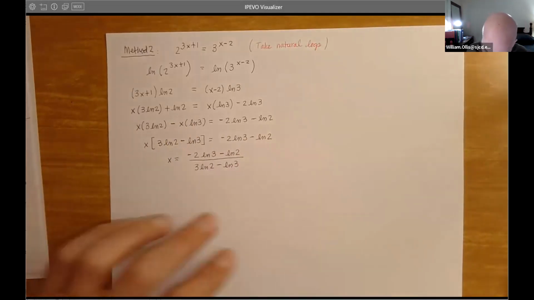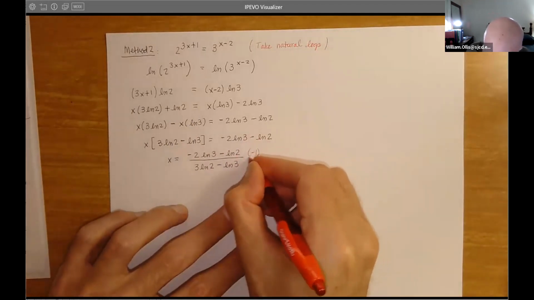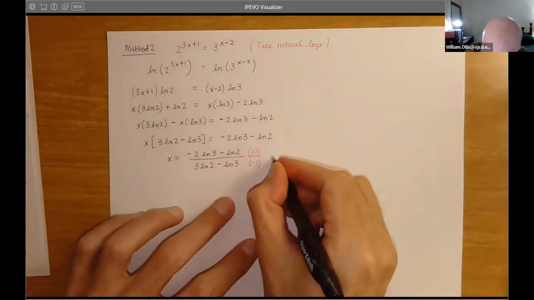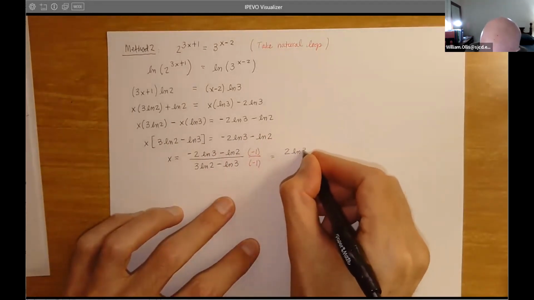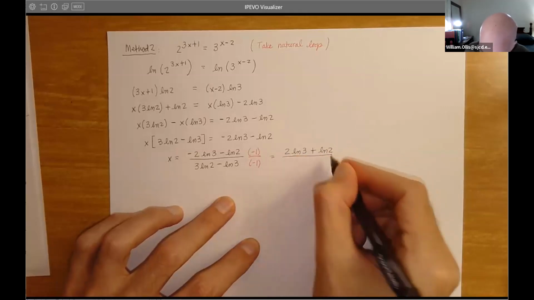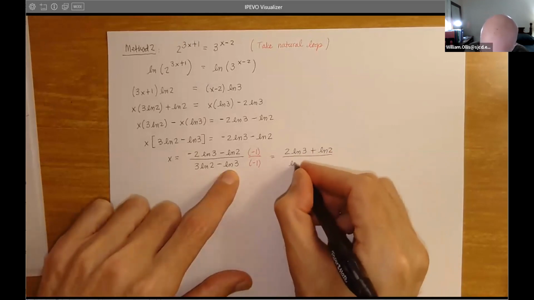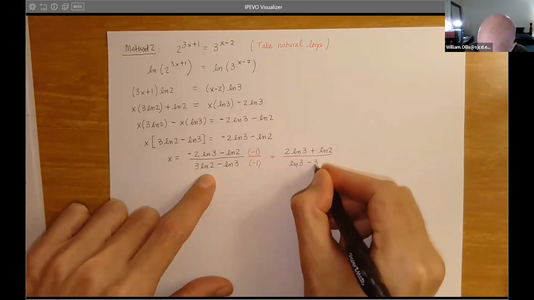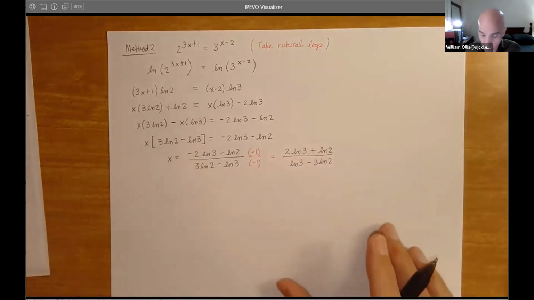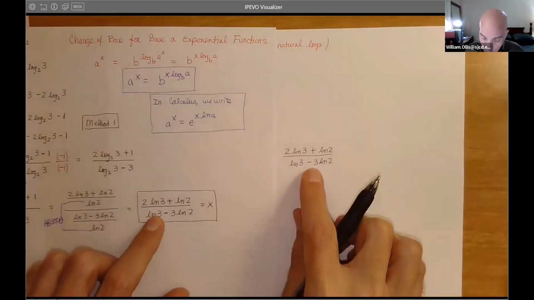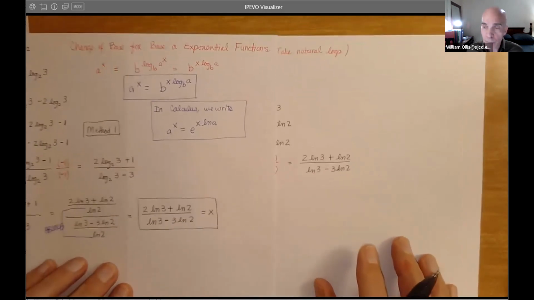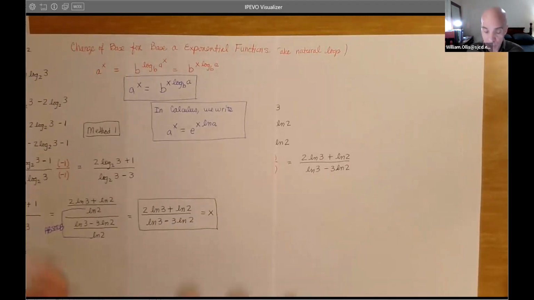Now, of course, just like we did before, let's go ahead and get rid of the negatives, multiply and divide by the same number, rewrite it, we don't change it. So we get 2 ln 3 plus ln 2. And then, of course, the negative here, we'll just flip this around, ln 3 minus 3 ln 2. So now when we look here, we have (2 ln 3 plus ln 2) over (ln 3 minus 3 ln 2). So the solution, of course, is the same.